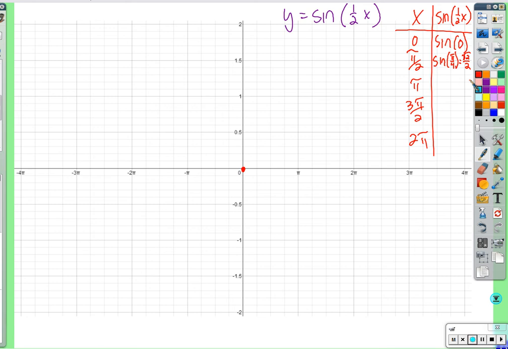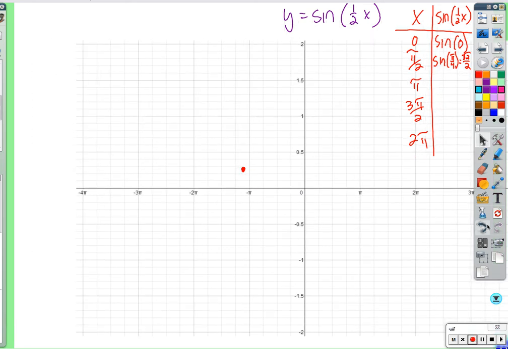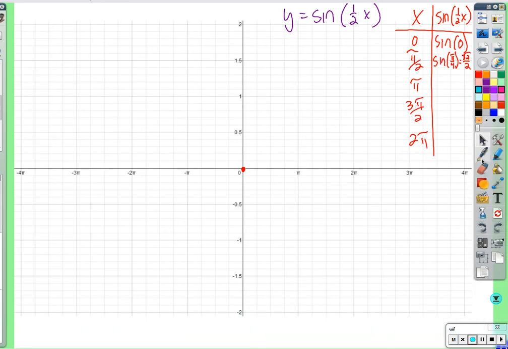Okay, let's follow that whole process again. Let's try and color code this. Okay, so this purple guy here, let's follow this thing all the way through. Here's pi over 2. So that's what I'm putting in for x. Pi over 2 times 1 half. Pi times 1 is pi. 2 times 2 is 4. Sine of pi over 4 is root 2 over 2. And we've done this a few times, and we know that's 0.71. Somewhere in that neighborhood.